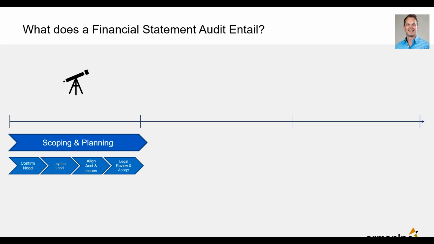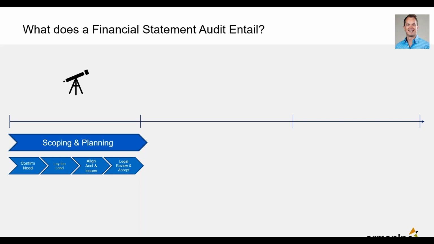First of all, once you determine you'll need an audit, we would come in on the scoping and planning side, and just try to understand the level of attestation that you and your stakeholders need. In the audit world, we can provide a review, or in some instances, opinions on an agreed upon procedures basis, or a full-blown audit. That would depend on you and the required needs.